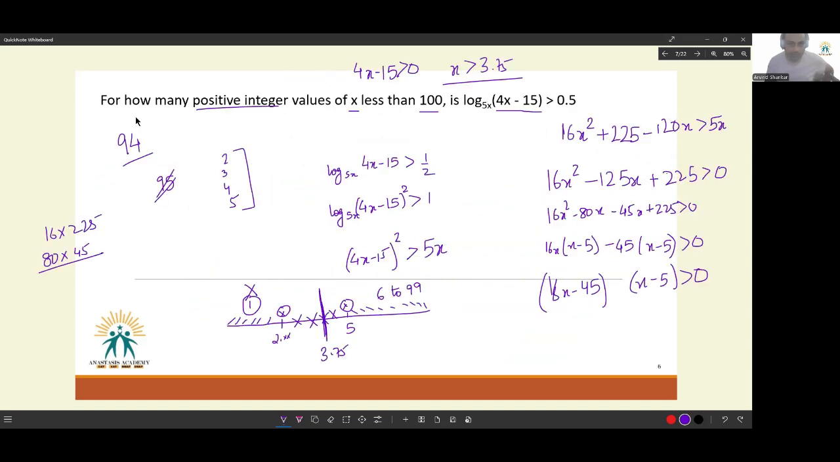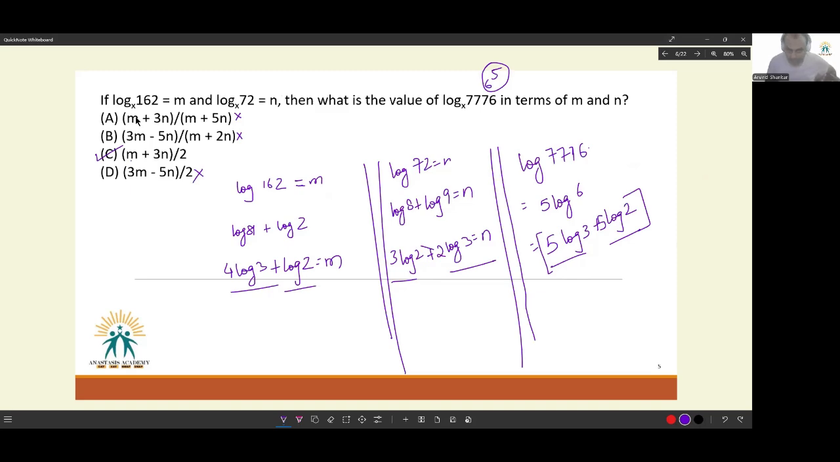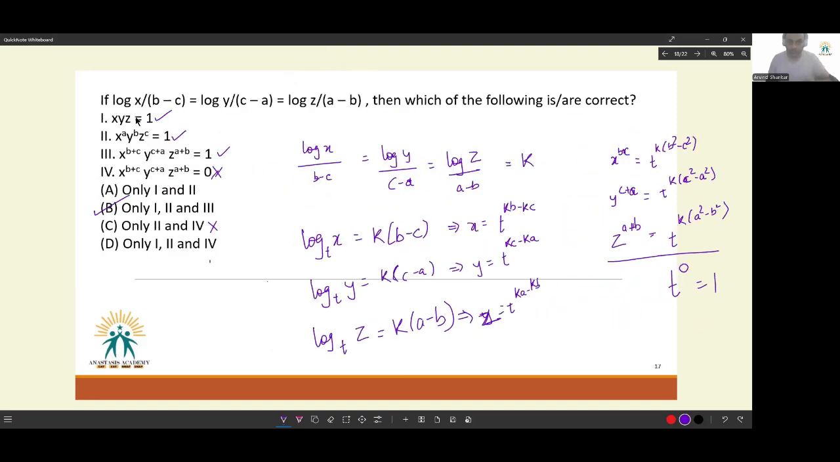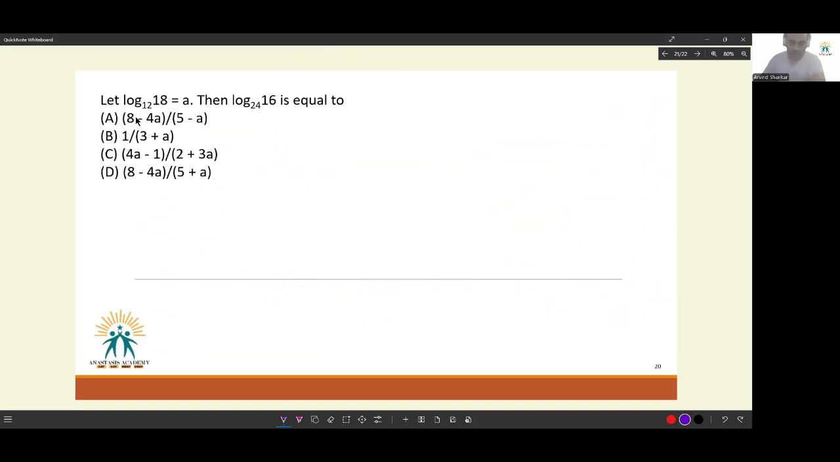Not even this. Where is it? This one. Whatever we had done here, the precise same working we have to do in the last question as well. As in, the principles remain the same, not the precise working. Let us look at it.